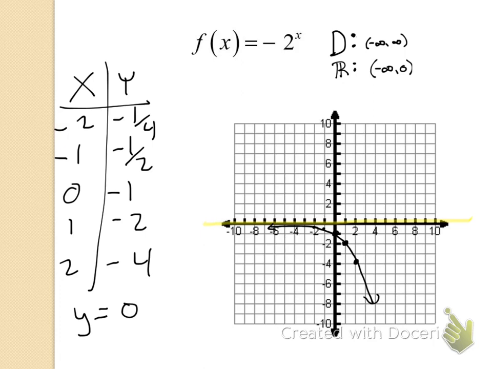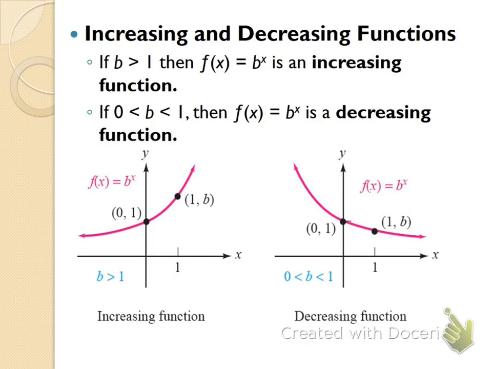We good? So here's what I put together here, just to make sure we're clear on this. If b is greater than 1, our function is increasing. If b is less than 1, but it has to be greater than 0, we have a decreasing function. We kind of emphasized that, didn't we? Okay.